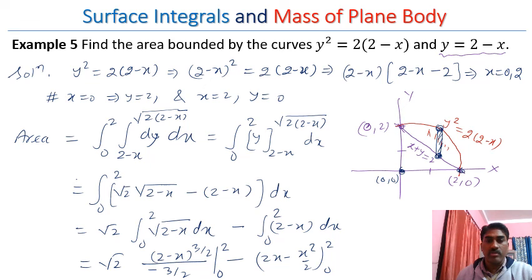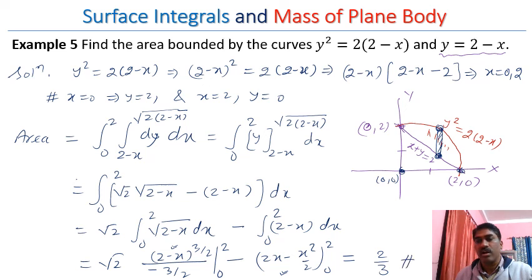When you put the upper limit, the first term will become 0, and the second at the lower limit will also be 0. Just put the limits, and the answer that you will get is 2 by 3.